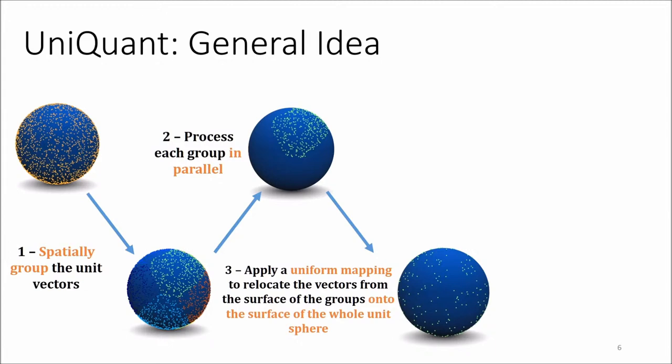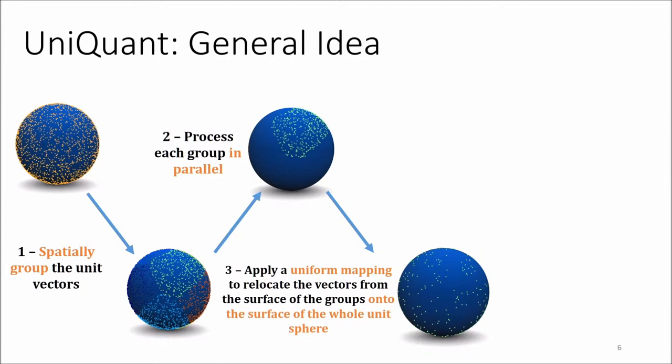The core idea of our method is to introduce a mathematical function that maps the quantization point sets from the surface of the whole unit sphere to the surface of small groups. This mapping keeps all the good properties of the quantization point set, mainly their uniform distribution, and is really fast in terms of computational speed.